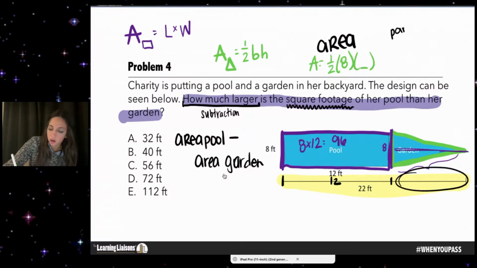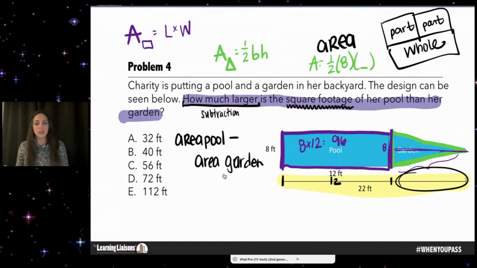This is your part, this is your whole. Your whole is 22. One part is 12. What is the other part? I can do 22 minus 12, and that gives me 10. So this distance right here is going to be 10. Half of 8 is 4 times 10 equals 40.